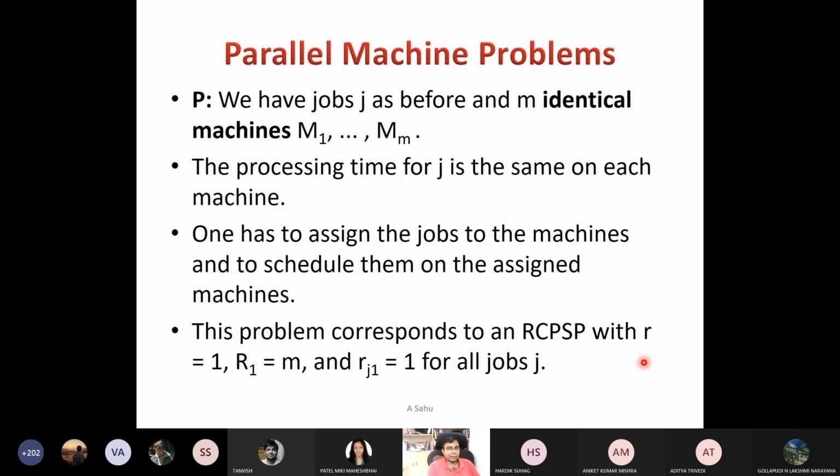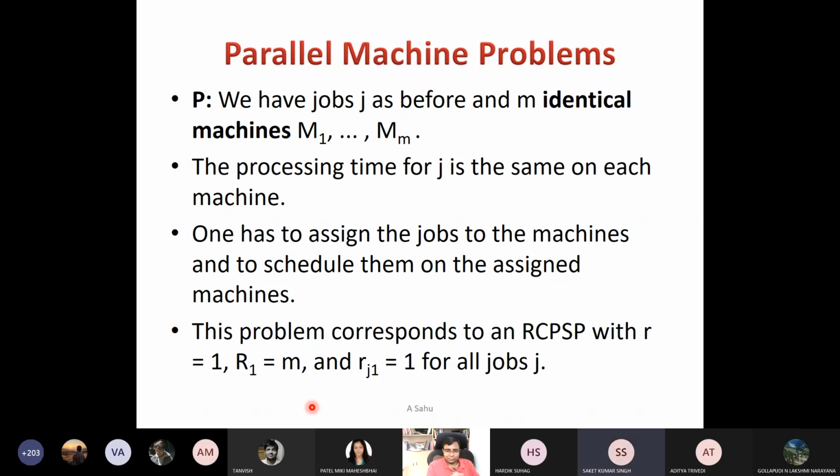How many resources? M number of machines are there. So identical machines with R equal to 1, and R1 has M machines. In the earlier case we actually had plumbers or electricians, and in this case we don't have both. All are electricians or all are plumbers. So this resource type R is equal to 1. Is this clear?